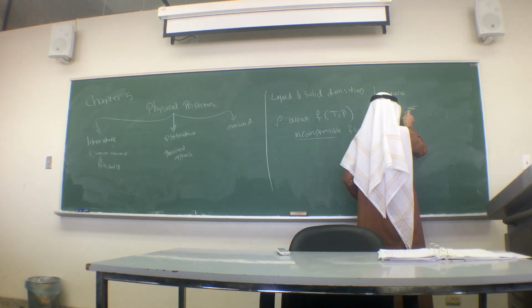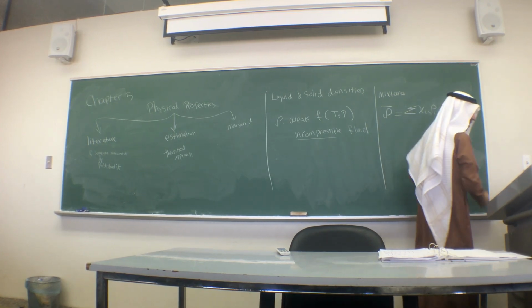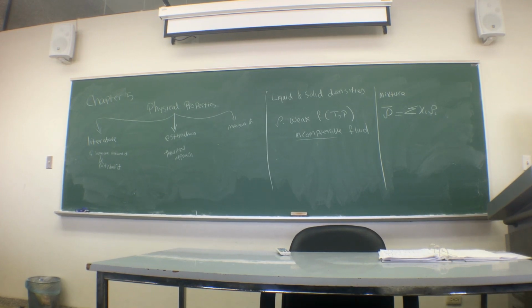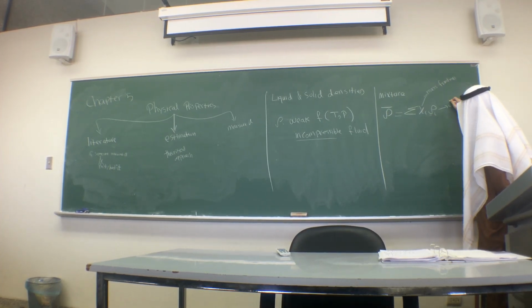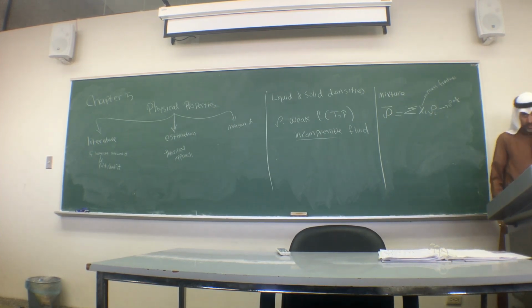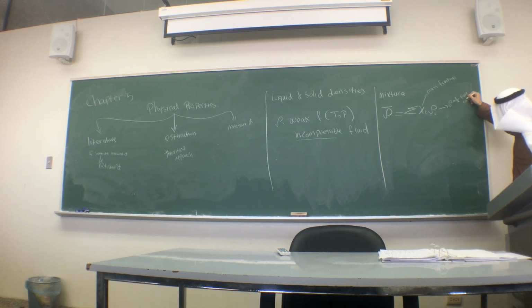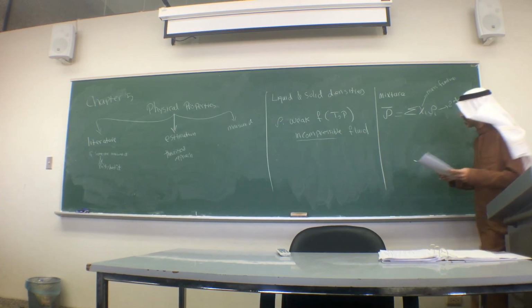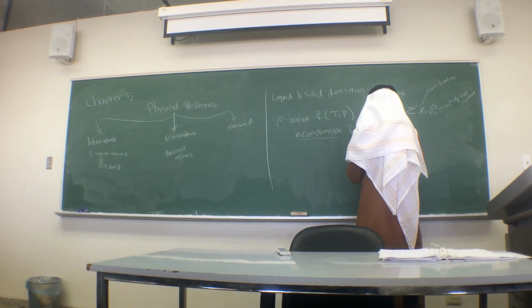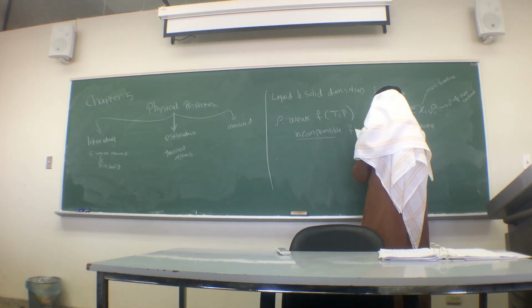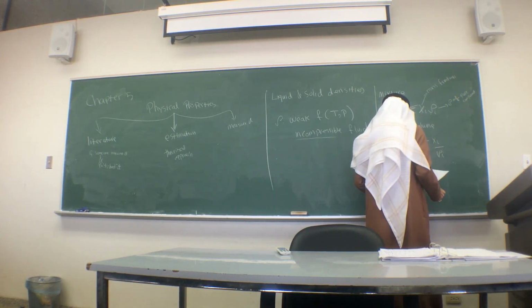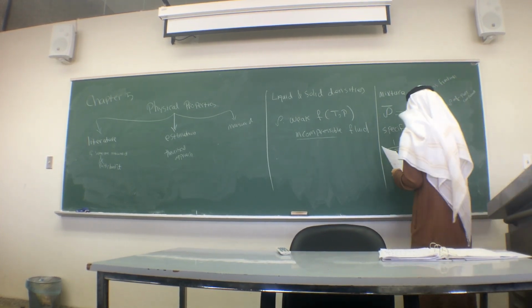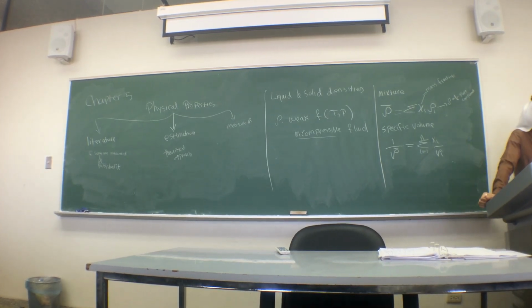So this will equal the summation of x_i rho_i, where x is the mass fraction and rho_i is the density of the pure component. This is the average. Sometimes they use the specific volume, which is 1 over rho, the density, which equals the summation of x_i over rho_i. Here we are assuming, guys, in this mixture, that we have an ideal solution.